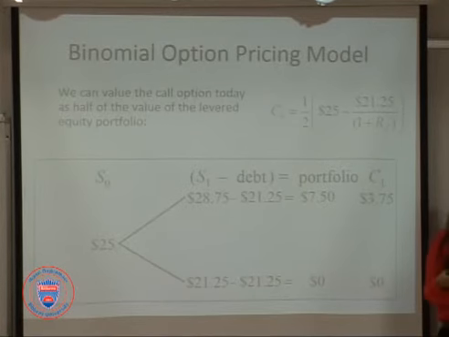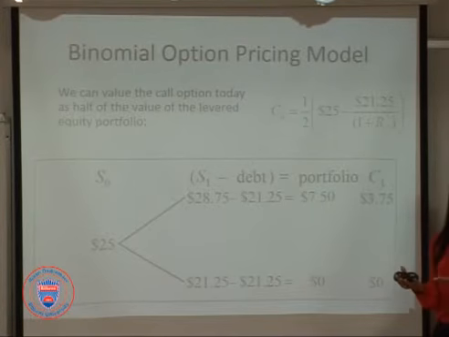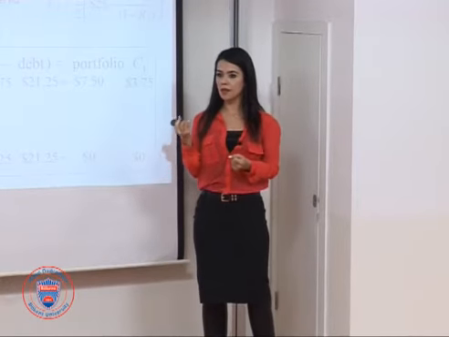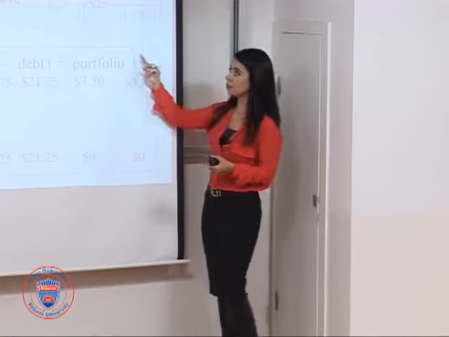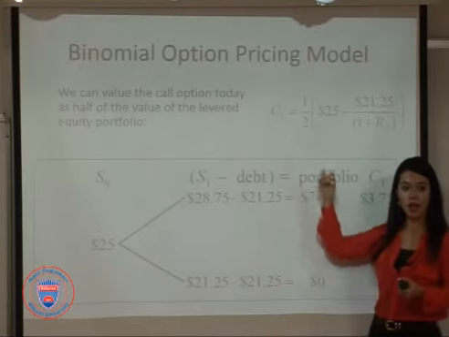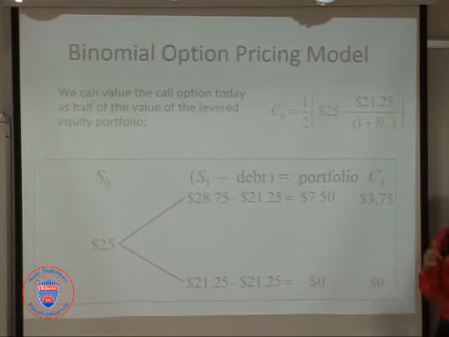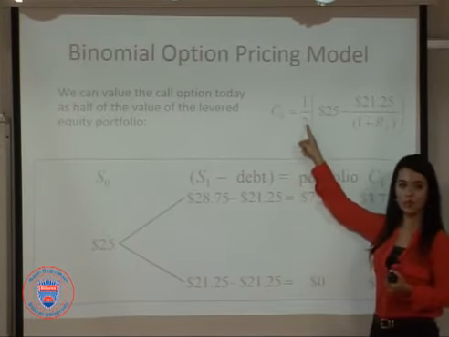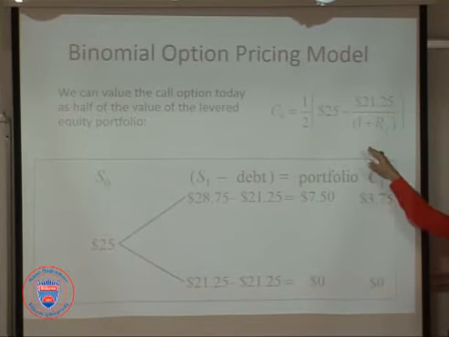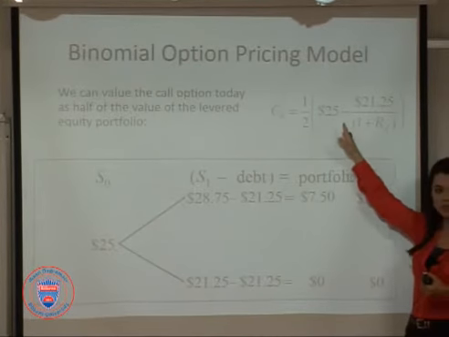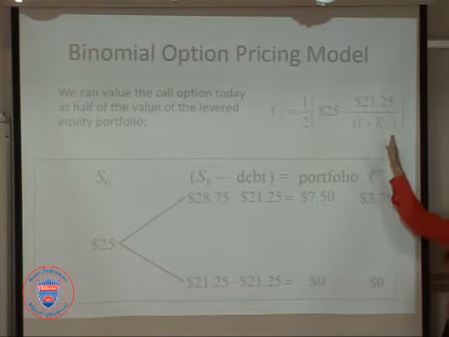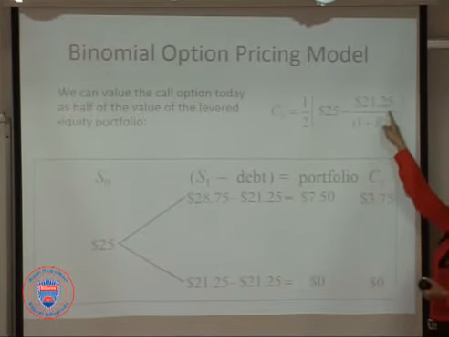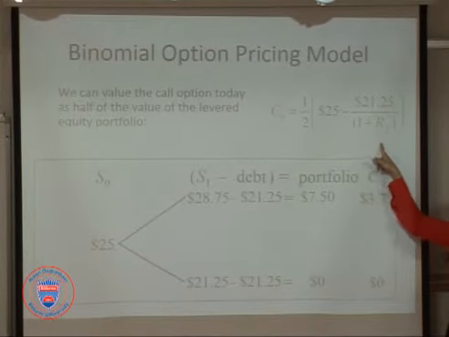Do you remember what we talked about before? We said if there are two portfolios with the same outcome, they need to have the same price. So I have this call option which will give me half of what my portfolio can give. So here, this is where the 1/2 comes from. Its value will be worth having the stock and borrowing money from the bank. And the present value of the borrowed money will be 21.25 over 1 plus the risk-free rate.